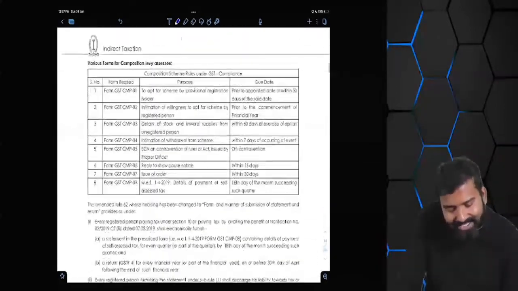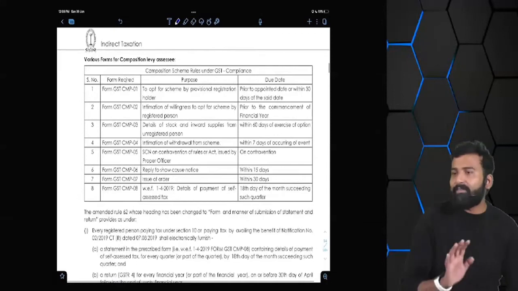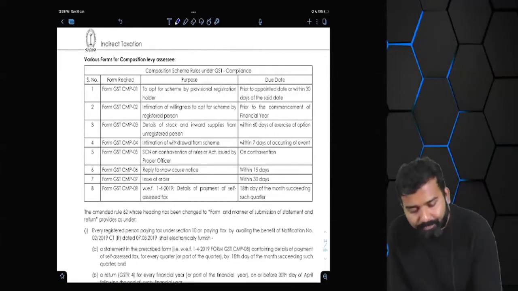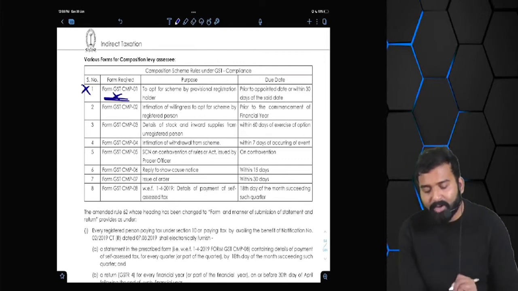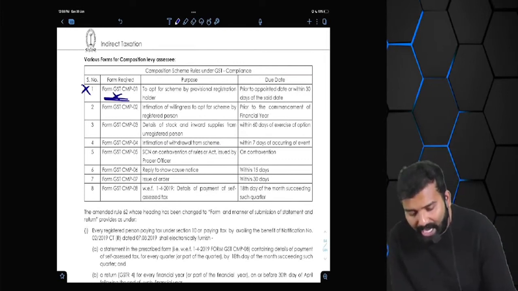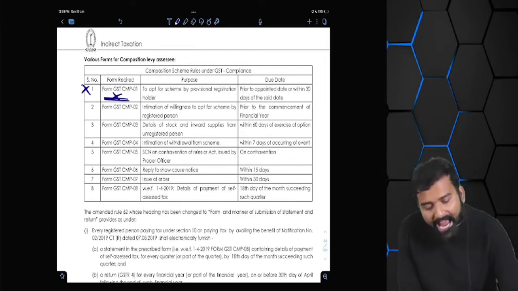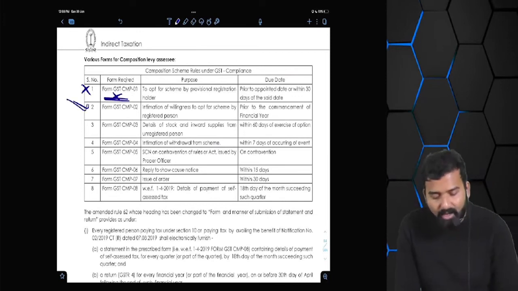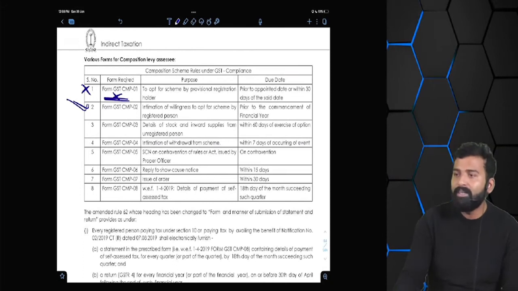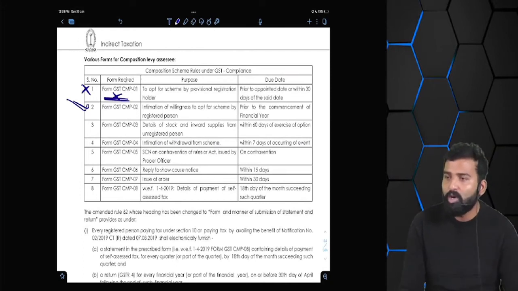Final and the last thing, these are some forms. I have to cover these forms and then we are done. I have already covered CMP 01. You don't have to cover CMP 01 because it was actually for 1st July. Now this is not relevant. I have covered CMP 02. If I want to avail composition scheme, then I have to file a form. That form is called CMP 02.